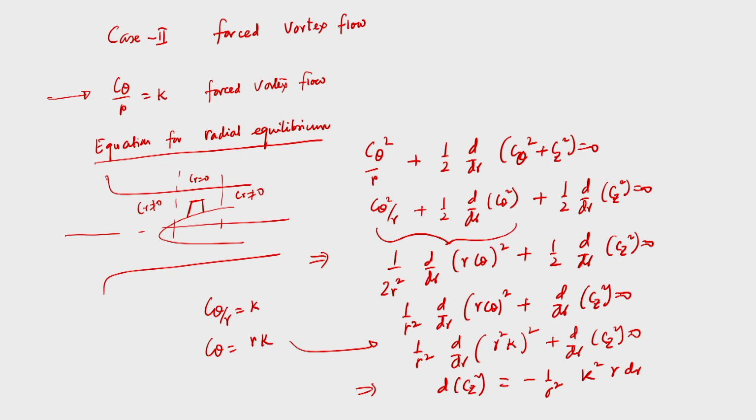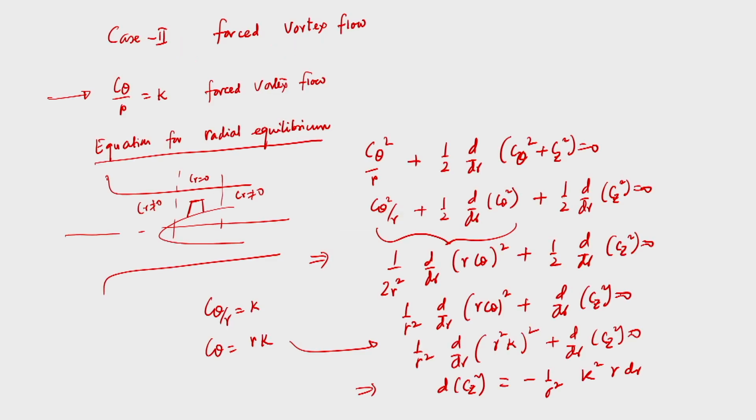So if I go to the next slide, we have obtained that d of C z square equal to minus 1 upon R square k square into R dr. So minus 1 upon R square into 4 into R to the power 4, so R cube dr. So it would be equal to minus 4 k square R dr.